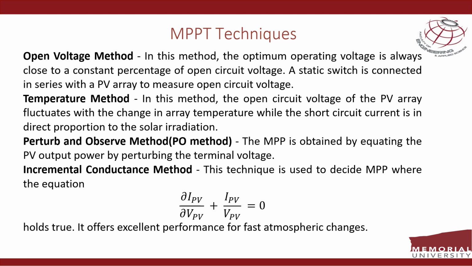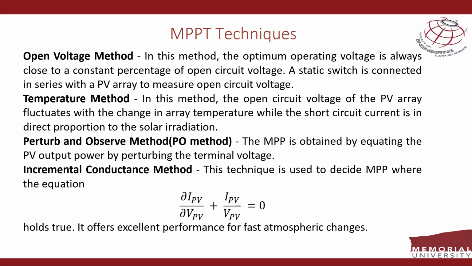Another MPPT method is open voltage method in which the optimum voltage is kept somewhere near a constant percentage of open circuit voltage. To measure an open circuit voltage, a static switch is connected in series with PV array. The fourth method for MPPT is the temperature method. In this type, the open circuit voltage of PV array fluctuates with the changing temperature of the array while the short circuit current remains in direct proportion to the solar radiations.